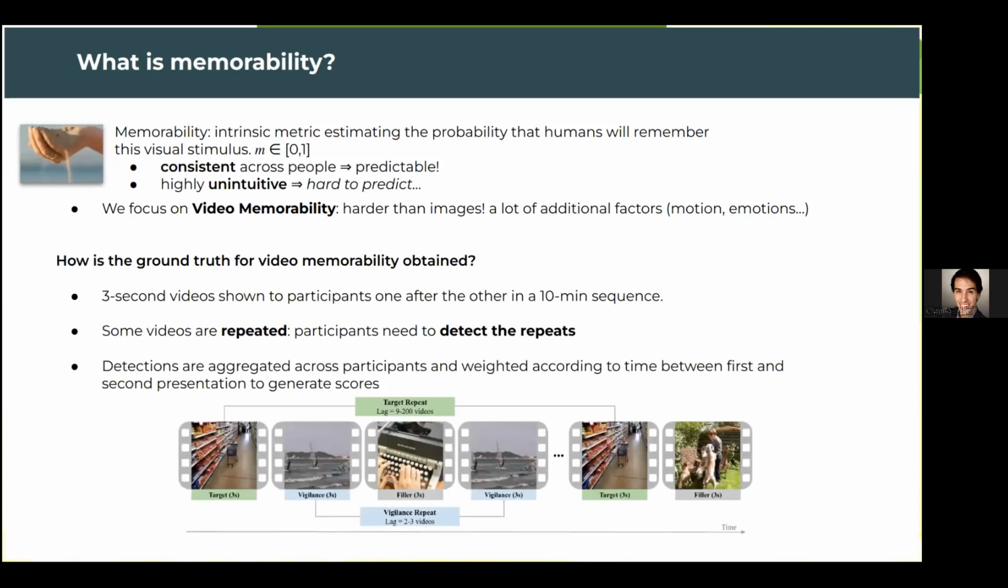Memorability ground truth is usually obtained with a simple setup where 3-second videos are shown to participants one after the other in a 10-minute or more sequence. Some videos are repeated and participants are just asked to detect the repeats. When you do that and you aggregate across participants and weight the responses according to the time between the first and the second presentation, you can get scores that are very indicative of the probability of recall of these 3-second snippets.